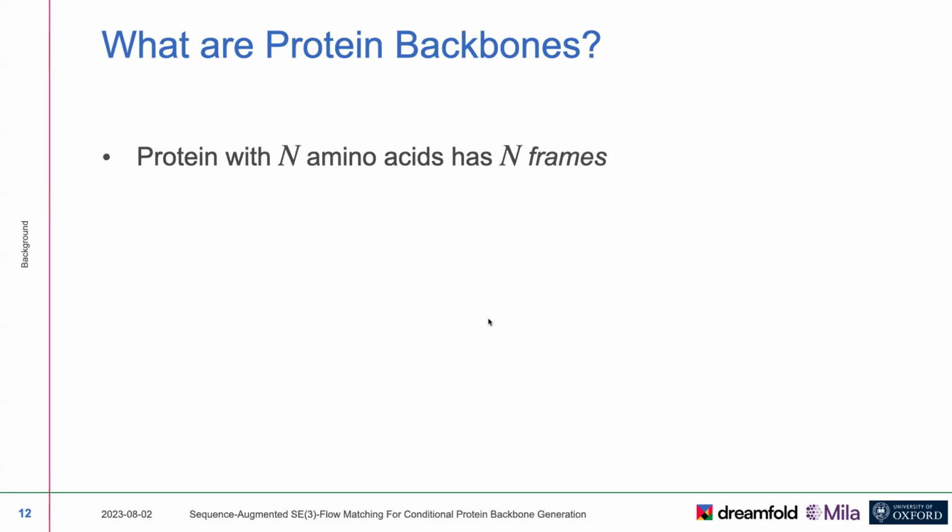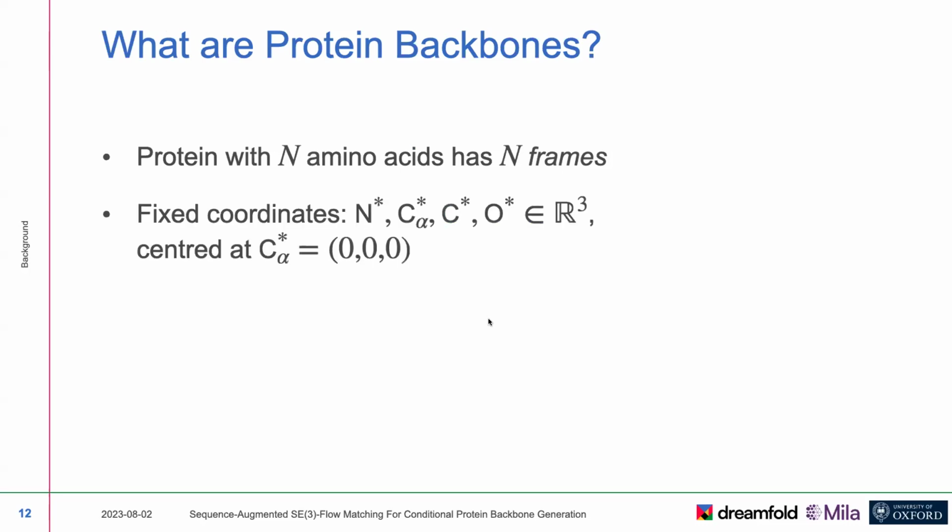So if we have a protein with n amino acids, so we can think of a protein of size n, we want to represent it as n frames. So we have our fixed idealized coordinates, so the 4 atoms I mentioned previously, and we center them at 0 for now.